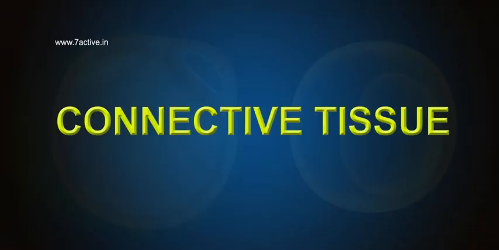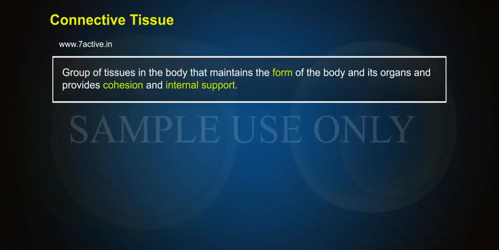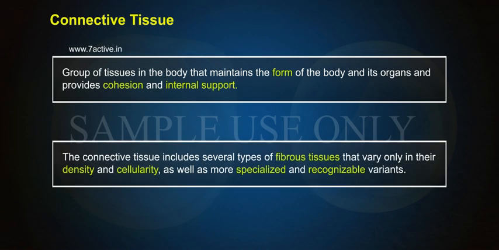2. Connective tissue. Group of tissues in the body that maintains the form of the body and its organs and provides cohesion and internal support. The connective tissue includes several types of fibrous tissues that vary only in their density and cellularity, as well as more specialized and recognizable variants.